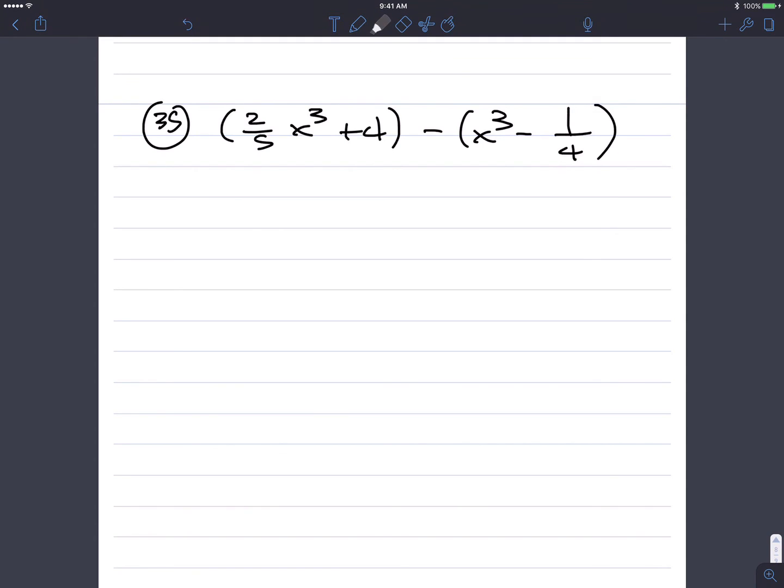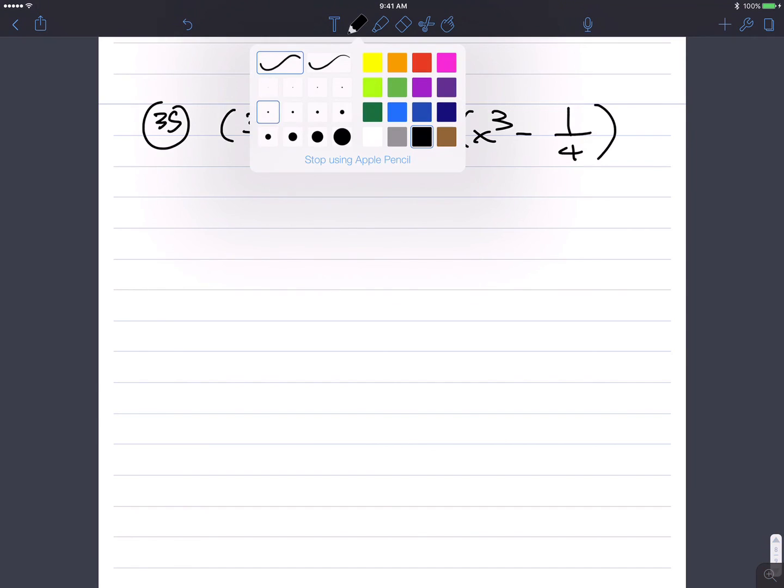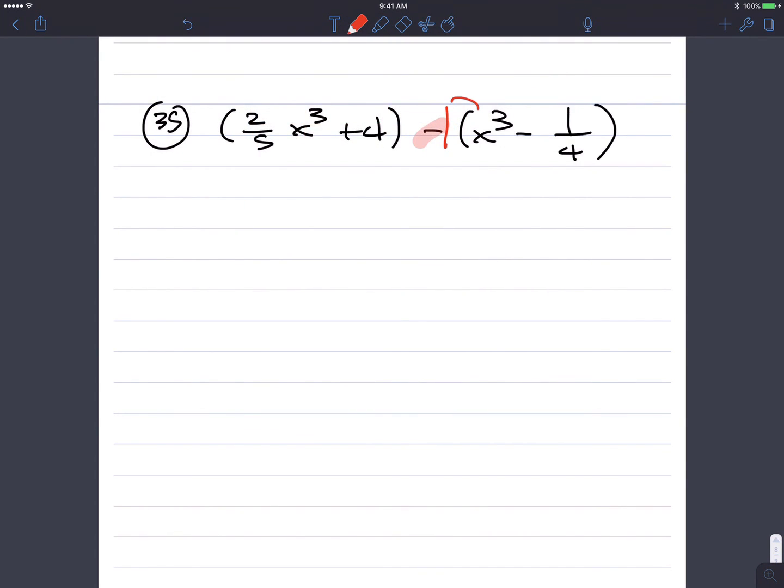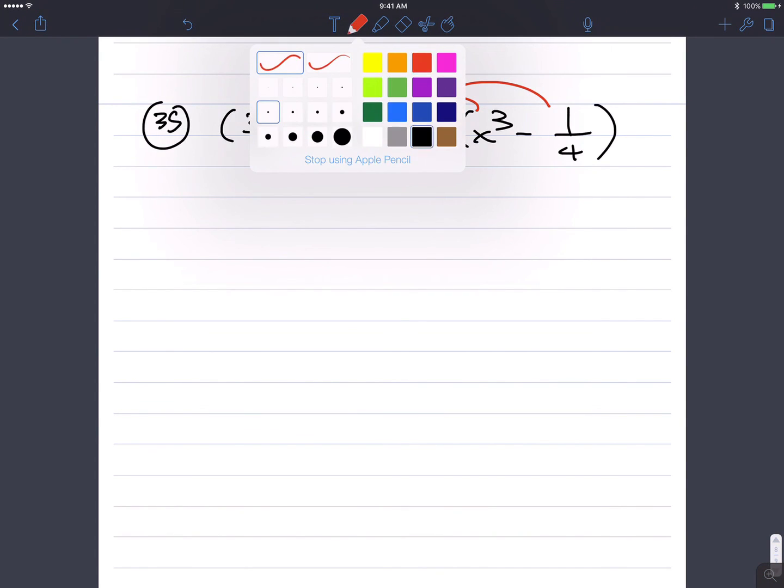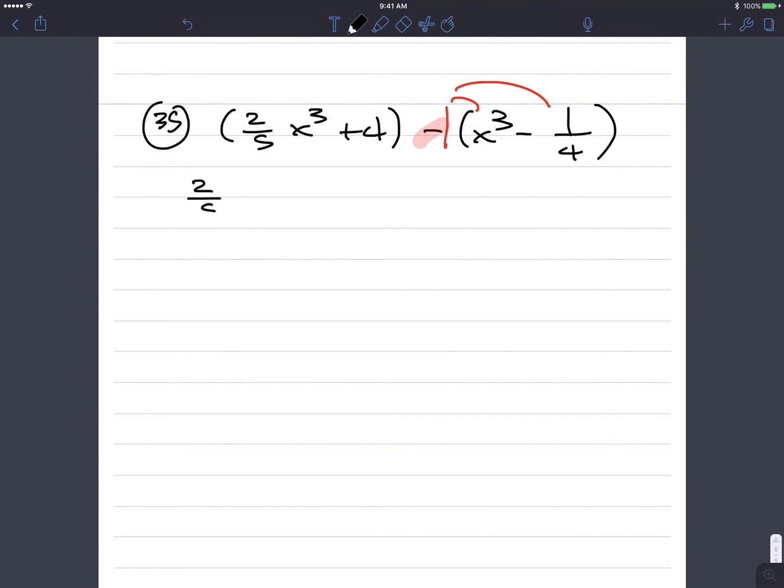35 will look like this. 2/5 x cubed plus 4, minus x cubed minus 1/4. Because we have a subtraction sign, we're going to have to distribute. It's negative 1 times these terms. 2/5 x cubed plus 4 minus x cubed plus 1/4.